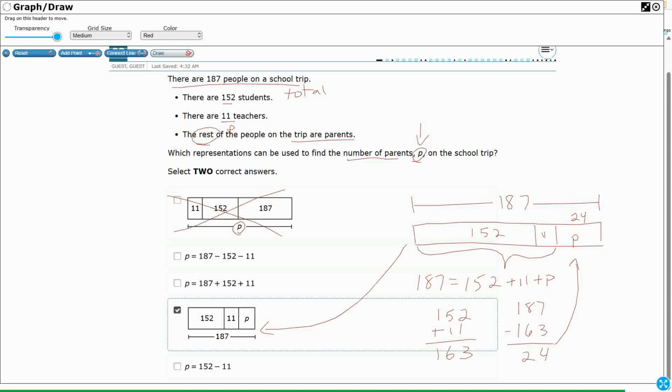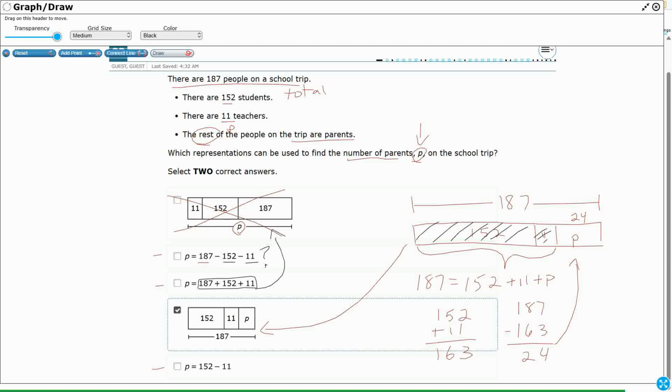Okay. Now, which of these three options get us there? Well, I'm looking for 24. So I've got my 187, and then I could subtract my 152, and then I could subtract my 11. Well, yeah, that looks like that would get me my P left, so that looks like that might work. Look at this, 187 plus 152 plus 11. That's exactly what this is right here.